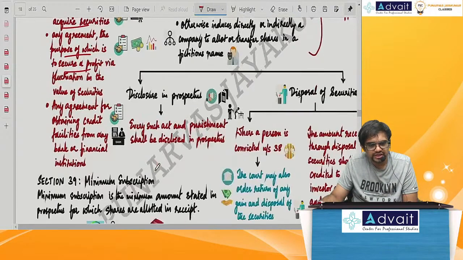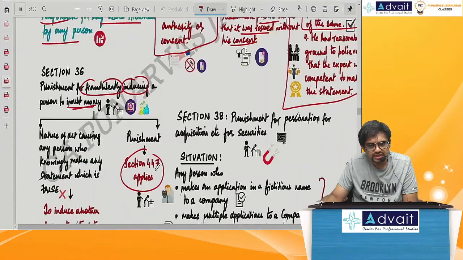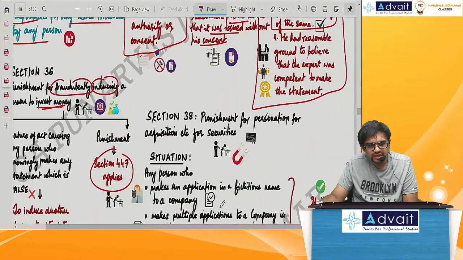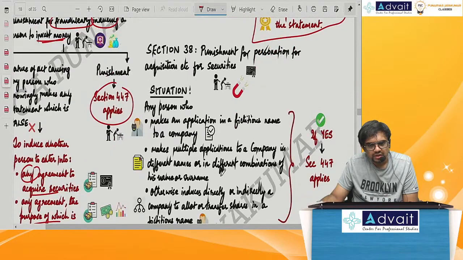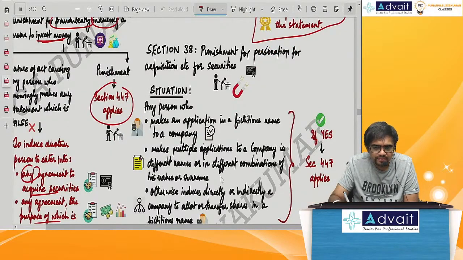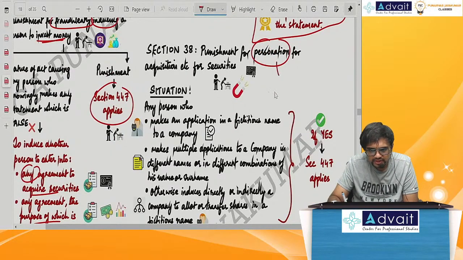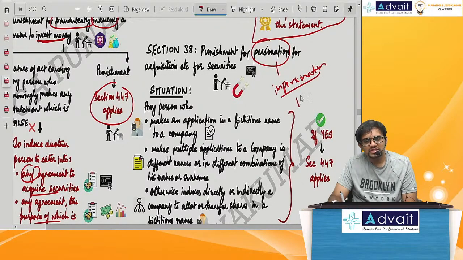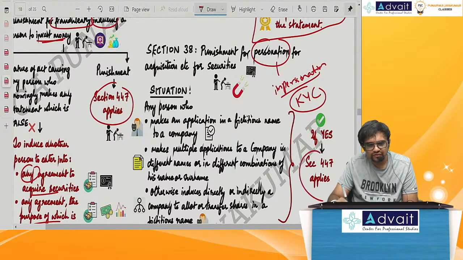Next, that is section 36. Next, moving on to 38. Punishment for personation. Personation means impersonation, using somebody's identity. By falsely using the KYC documents of somebody else, forging somebody's signature, whatever it is, section 447.